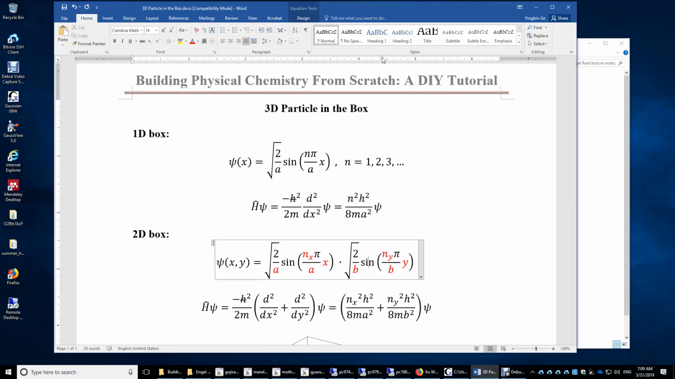In this video, I will show you the solutions to the two-dimensional and three-dimensional particle in the box problem.